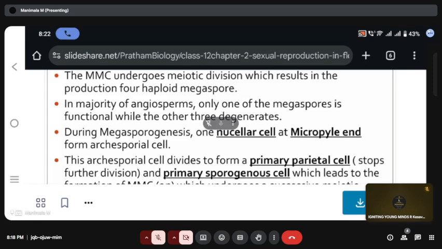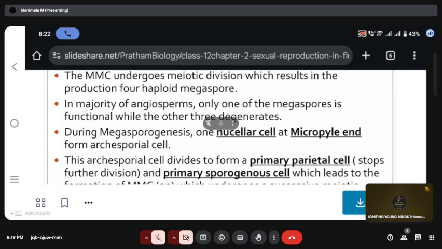What can we say? Seven celled, eight nucleate. We can say eight nucleate with seven celled. This embryo sac is formed from a single megaspore only, right? Yes, ma'am. Yes, from the single megaspore only it is formed, right?